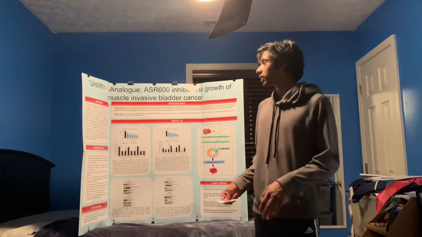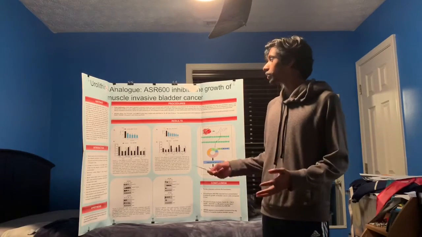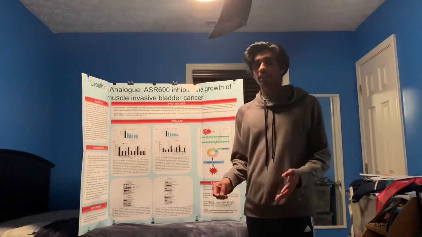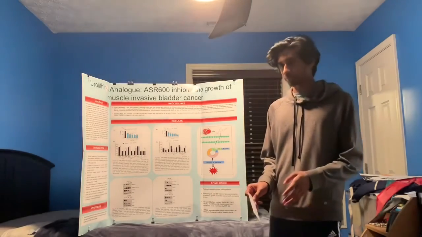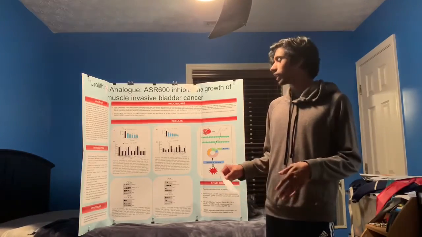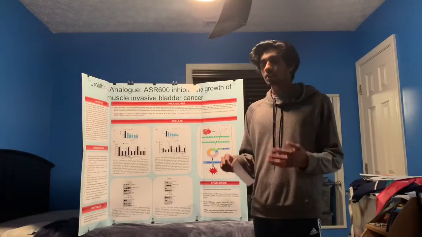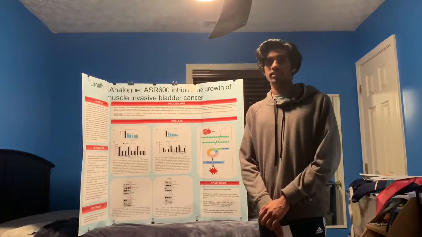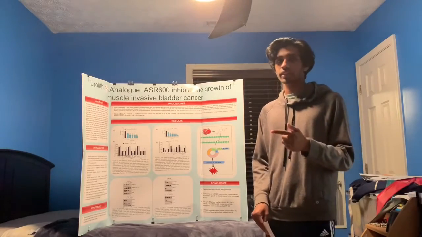Hi, my name is Akash Fadlam, and my project is the urolithin A analog ASR600 inhibits the growth of muscle-invasive bladder cancer in the G2M phase. So bladder cancer is one of the most common types of cancer in the world. In 2019, it caused around 17,770 deaths. And there are two different types of bladder cancer, non-muscle invasive and muscle invasive.